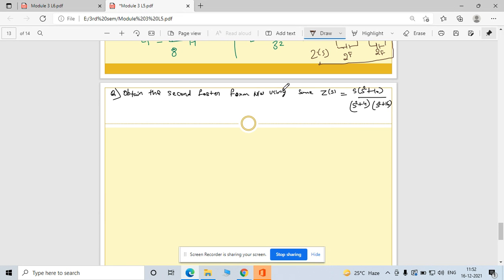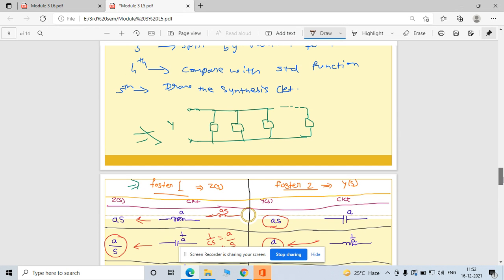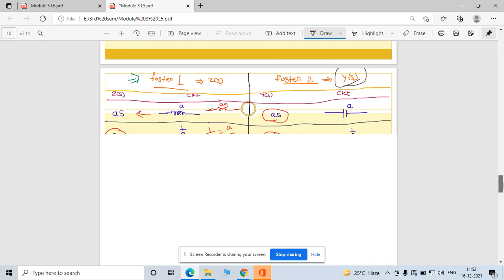Now for this second function, you need to obtain the second Foster circuit. Okay, so how to solve this second function? Foster second always talks about the admittance function.